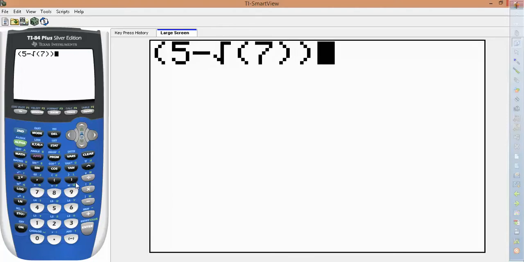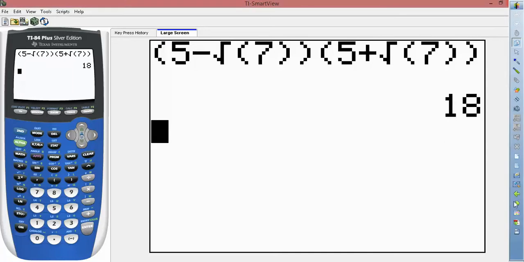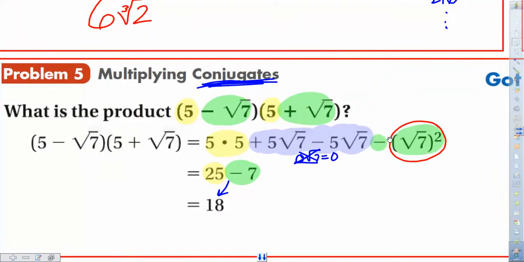Close that parenthesis and then close that parenthesis. And let's multiply that by 5 plus the square root of 7. Multiplying conjugates is super easy to check with your graphing calculator because your answer is always going to be an integer. Hey, 18. Great way to check your work. Okay? So we did do this correctly.